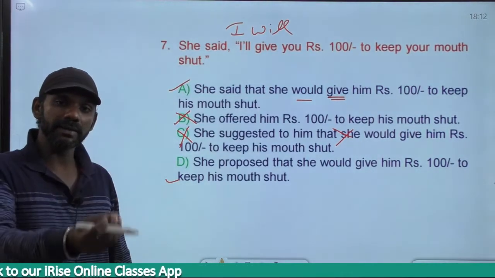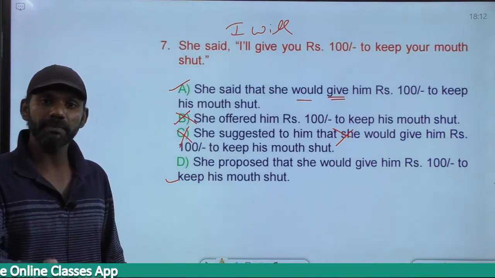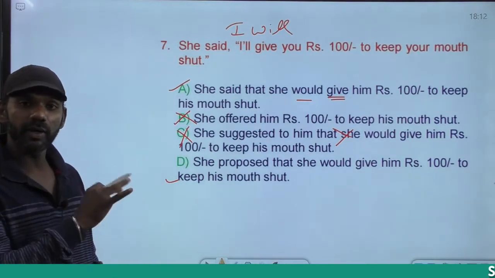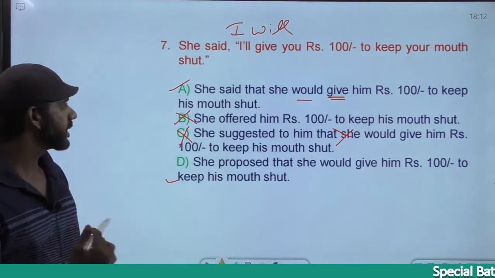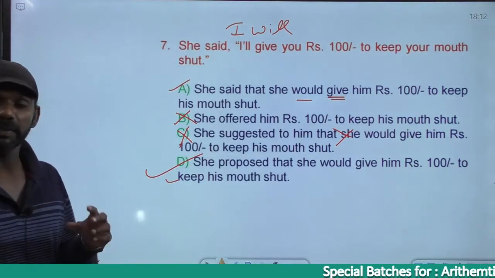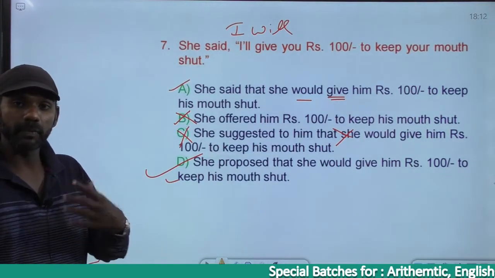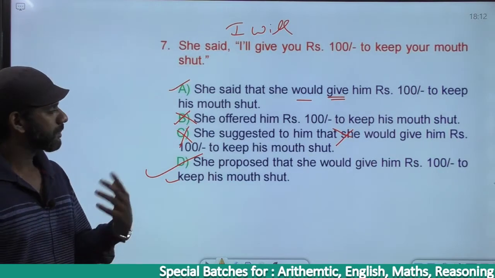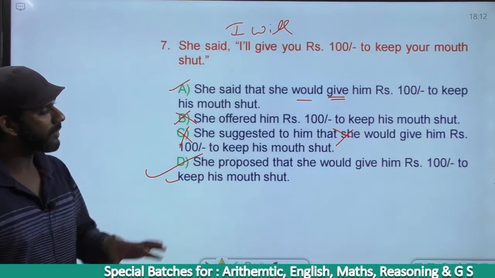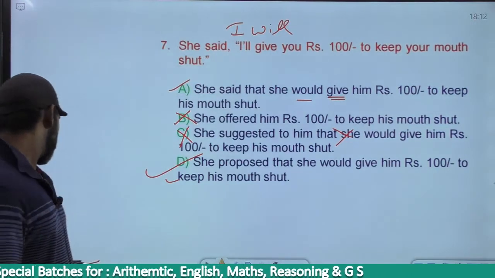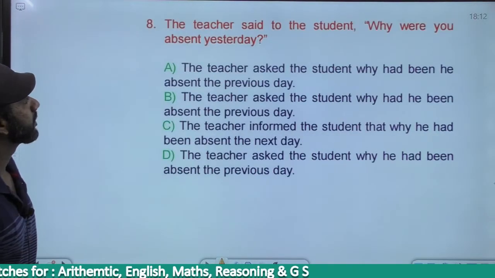So giving him 100 rupees is a proposal made by her to keep his mouth shut. So in this case, the word that fits more than "said" is "proposed." So the better option here must be option D. A is correct, but the better option must be D, because it's a proposal made by her to keep his mouth shut. She proposed that she would give him 100 rupees to keep his mouth shut. Got it? Come to the next one.